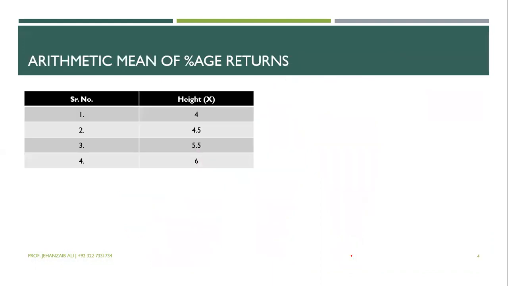First of all, we want to calculate the average height of the individuals. This is not the arithmetic mean of percentage returns. This is the arithmetic mean of their height. This is the typing error. So this is the arithmetic mean of their height. So the first individual has a height of 4 feet, the second individual 4.5 feet, then 5.5 for the third, and 6 feet for the fourth individual.